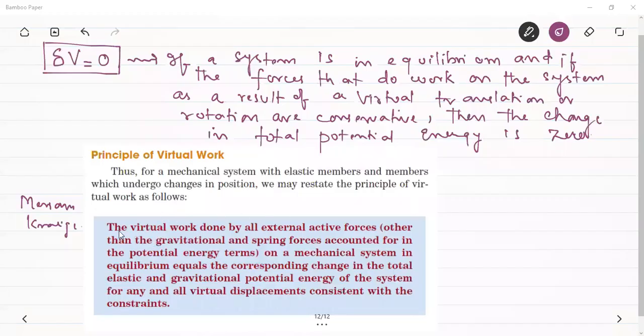Okay, now reading this statement again: the virtual work done by all the external active forces other than the spring and gravitational forces, which are the conservative forces, on a mechanical system in equilibrium equals the corresponding change in the total elastic and gravitational potential energy of the system. So what is this statement?